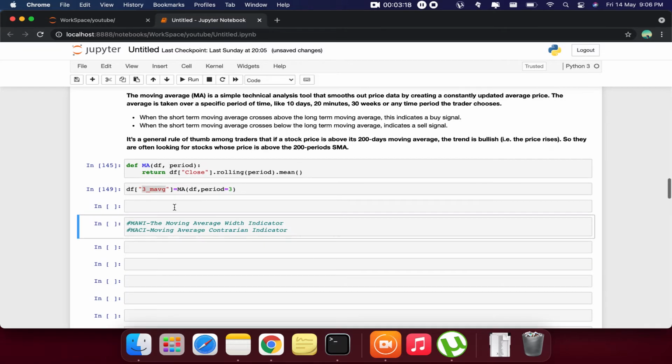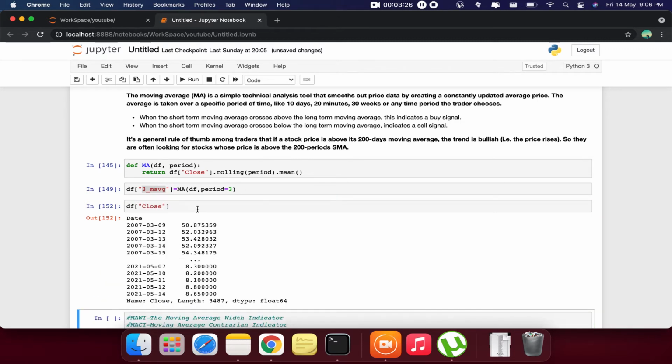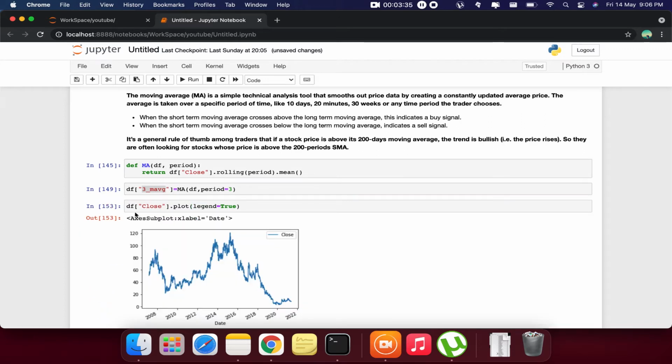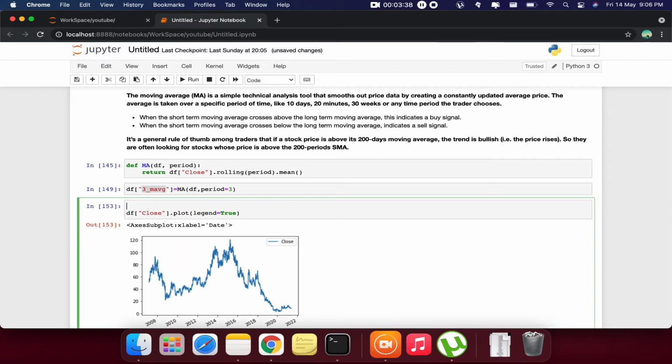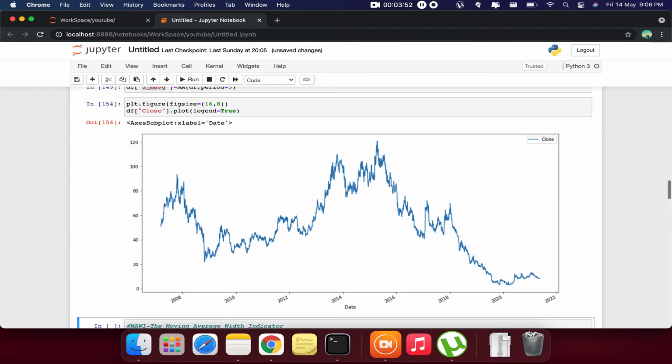Moving on, let's first plot the closing price and the moving average, and legend true. Okay. This plot is too small. Let me just give it a bigger scale. So plt dot figure, figsize. Let's give it 16,8. Okay. Now the figure is much more visible to us.